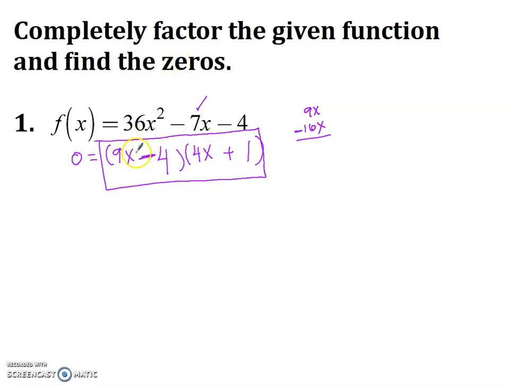And then to get the zeros, you just set each factor equal to 0. I don't usually write this out, but you're doing 9x minus 4 equals 0, and 4x plus 1 equals 0. What they mean by find the zeros is they mean find the x values that are going to make the function equal to 0. So to get my zeros, I would just add 4 and then divide by 9. That would give me 4/9 for the first one. Here I would subtract 1, divide by 4, and that would give me negative 1/4.